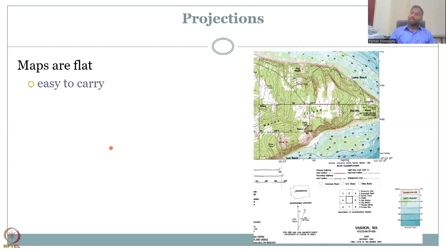So moving on, why are these used? These are used because they are easy to carry, because you're going to use them for some analysis, some representation. You don't carry the globe everywhere, right? So this paper map is easy to carry, good for measurements.